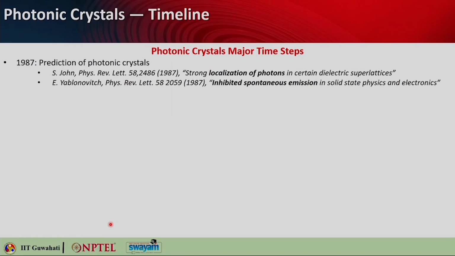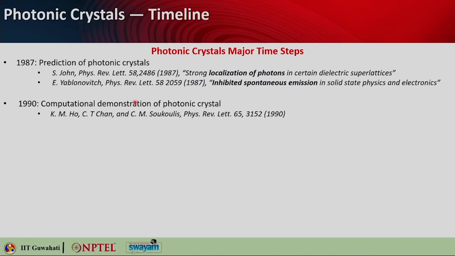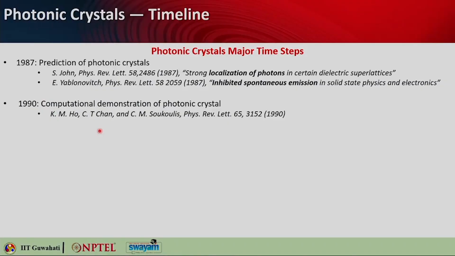So, here is a brief timeline of photonic crystals. The first prediction of photonic crystals was made in 1987. As you can see, it's a relatively new field, which was mentioned in these two research papers. In 1990, the computational demonstration of photonic crystal was done. Computational demonstration means you were able to compute the photonic band structures, and you can identify that photonic band gaps are possible where light can fall on the crystal from any direction and it will get reflected.